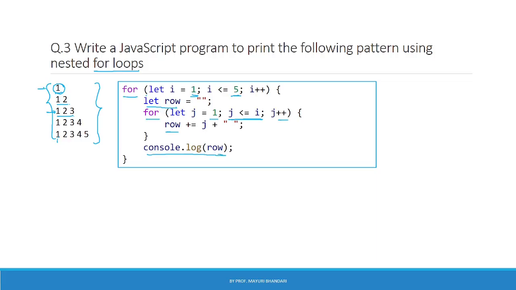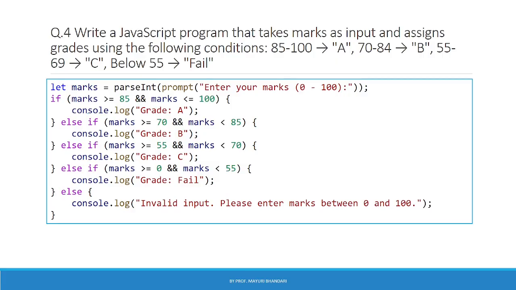Once this one row is printed, again this i will be incremented, again it will go on appending values to row, then print the next row. In this way it will iterate 5 times to print 5 rows. So this is simple program for printing patterns using nested for loop.